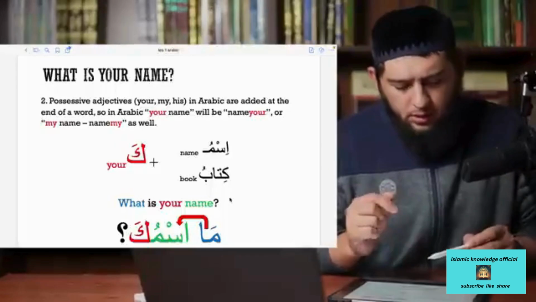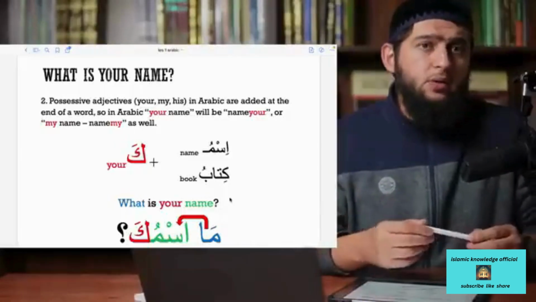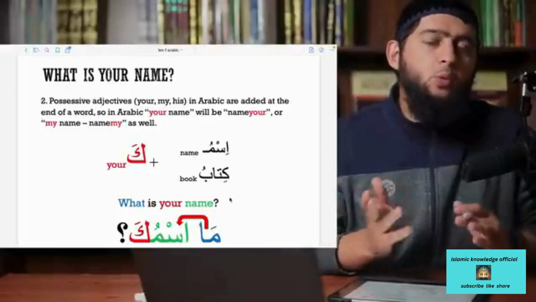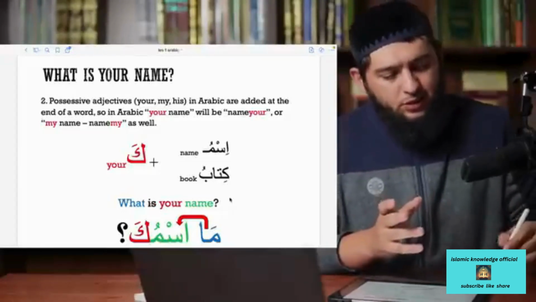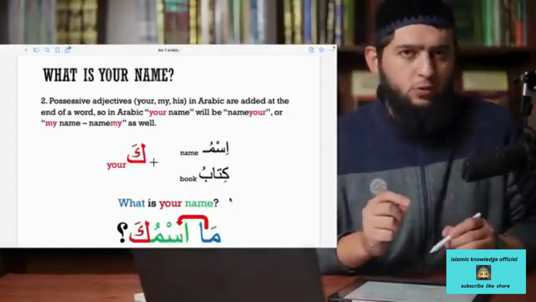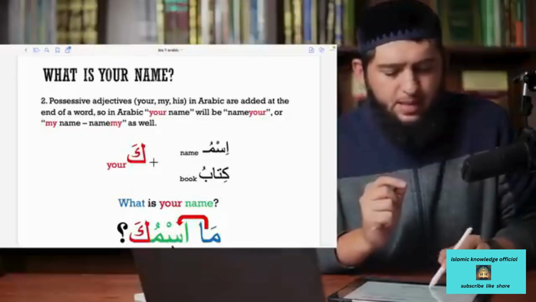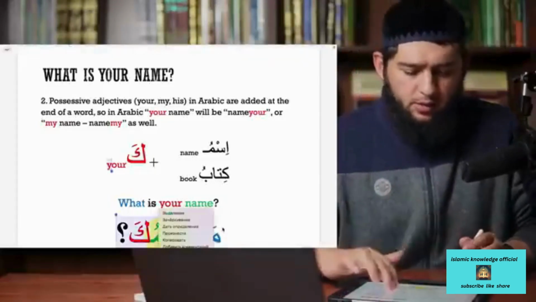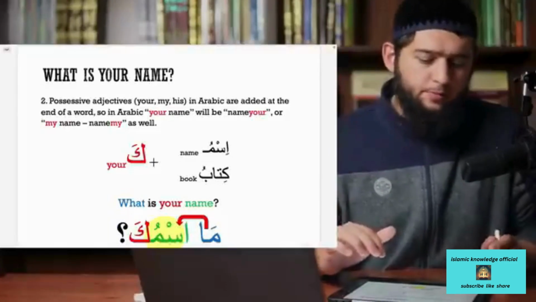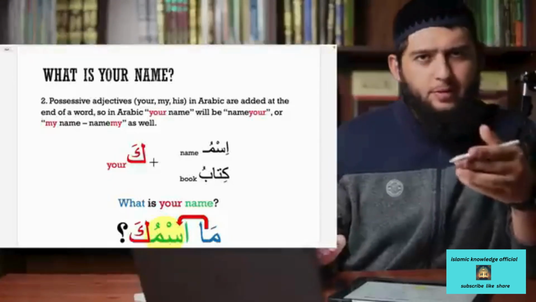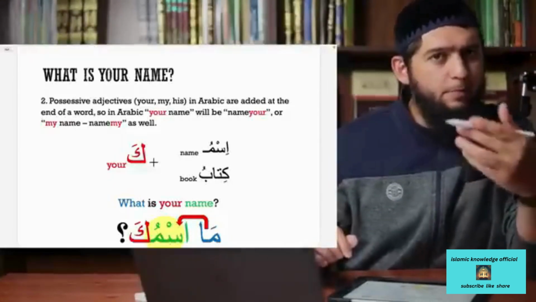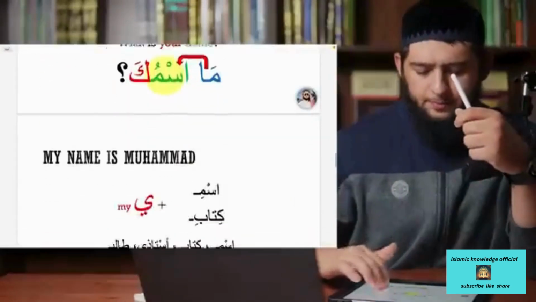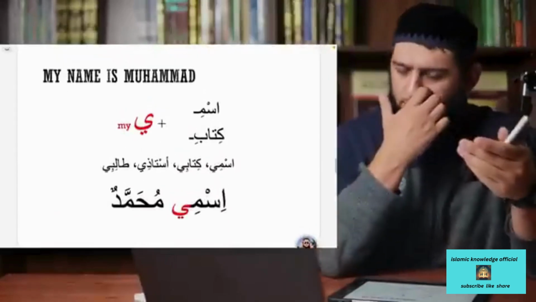So what is your name? Masmuka. Look, you can say ma ismuk, but the correct form is masmuk, because this alif is hamzatul wasl. So if you continue, you don't pronounce it. So masmuk. Okay. For example, what is your book? Ma kitabuka. What is your pen? Ma qalamuk. Masmuk.